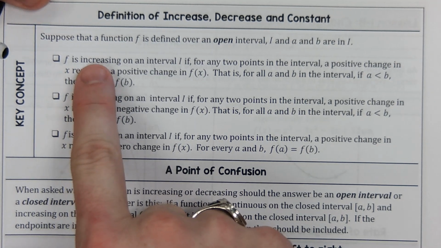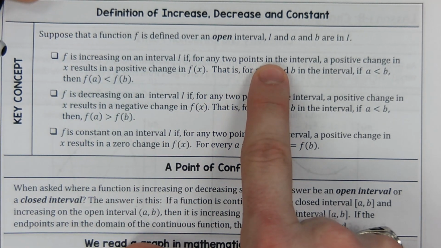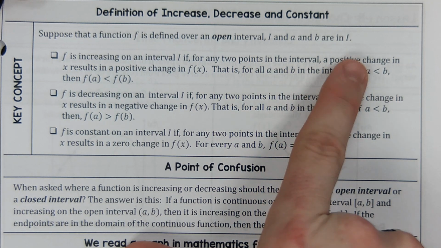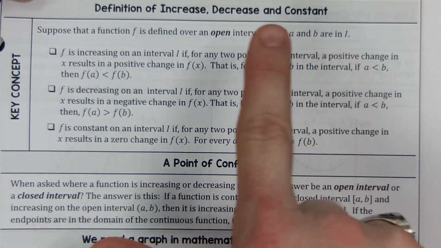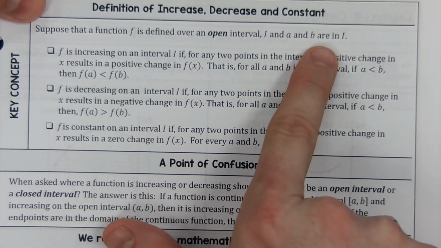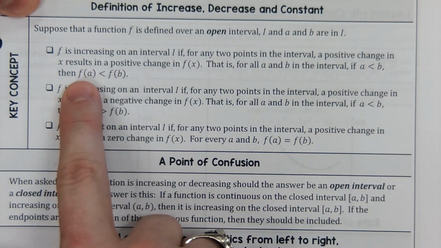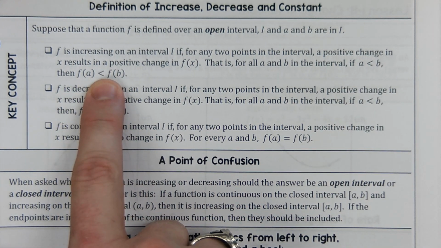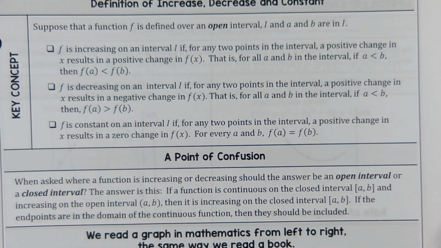F of x is increasing on an interval I if, for any 2 points in the interval, a positive change in x results in a positive change in y. It basically says as x goes up, y goes up. That's what that means. So as long as a is less than b and f of a is less than f of b, so as long as the x's went up and the y's went up, it's increasing.